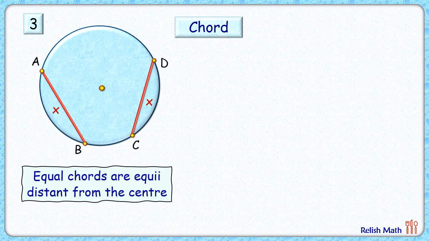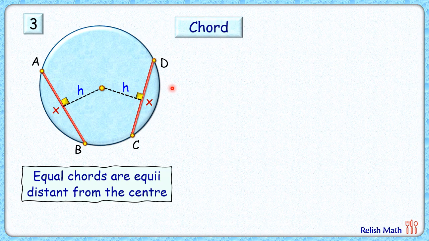This next theorem is also an easy one. It says that equal chords are equidistant from the center. That is, the distance of these equal chords AB and CD will be equal from the center. Now the distance of a line segment from a point is the perpendicular distance. So if the chords are equal, then this perpendicular distance will be equal.